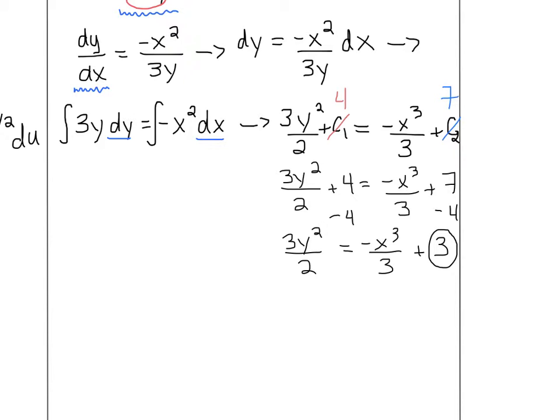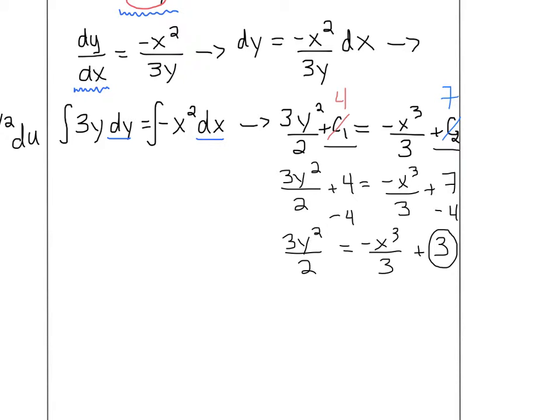Or I could move that 3 over to the left and say 3y squared over 2 minus 3 equals x cubed over 3. So instead of handling each constant separately on each side, you can just say plus some big super constant on either side of the equation.